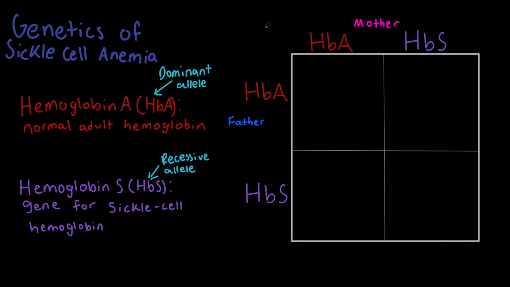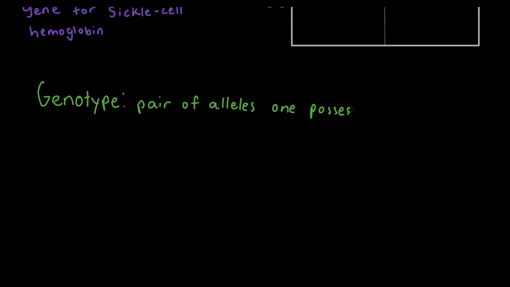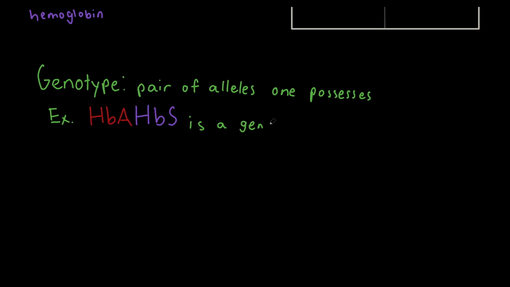Now, you might be wondering, what is a genotype? Well, a genotype is a pair of alleles one possesses for a specific unit. For example, the allele pair hemoglobin A and hemoglobin S is a genotype.